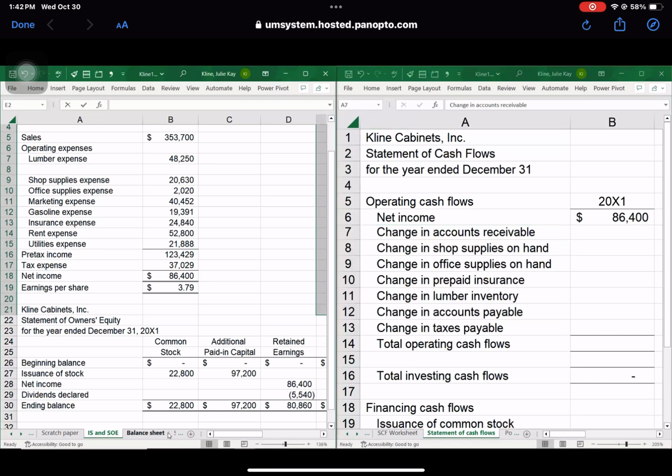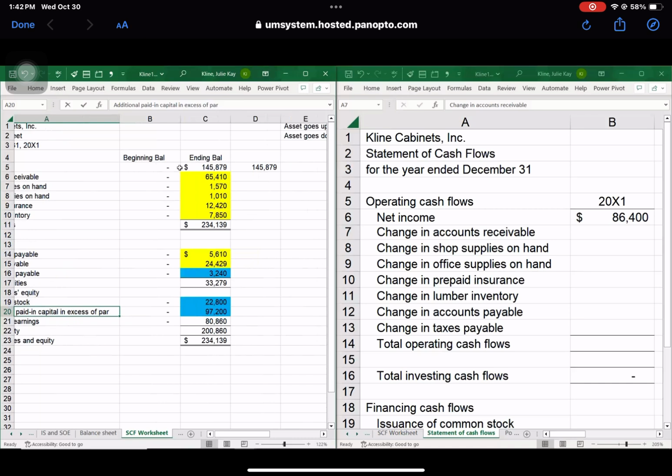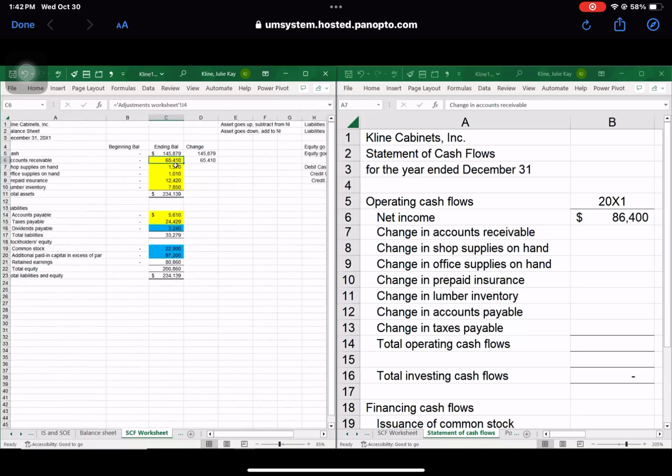So we need to now, on our worksheet, adjust for the changes. So here's my cash flow worksheet. Beginning balance, ending balance. Here's the change in those accounts. And for year one, my change is the difference between beginning and ending, which is ending in this case. And for this asset section, I can see that the asset, accounts receivable is an asset, went from 0 to 65,410. So that means it went up. And if an asset goes up, the rule is that we subtract the change.